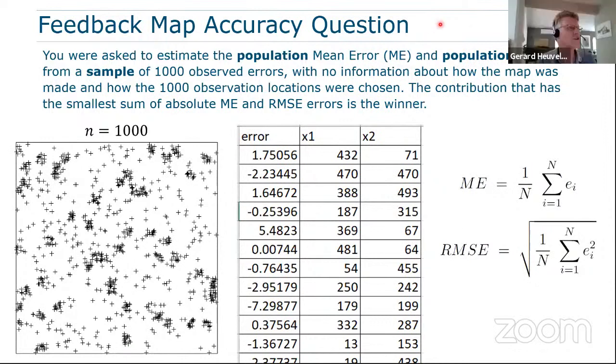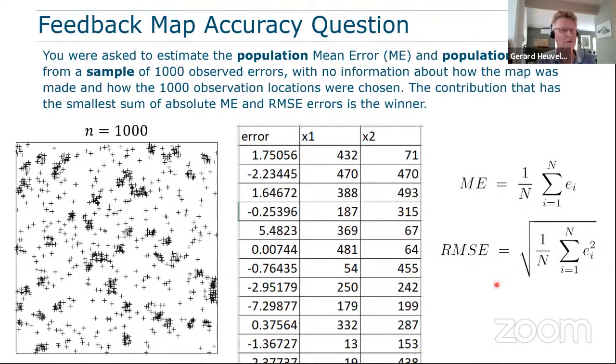Yeah, the map accuracy question. So I think I posted that on Monday or Tuesday. And this was asking you, can you estimate the population mean error and the population root mean square error for a study area, which is a square study area? Well, we had a map of that, but you didn't know the reality. But what I did give you is, for 1,000 points in that study area, the geographic coordinates, the X and the Y, and the error.